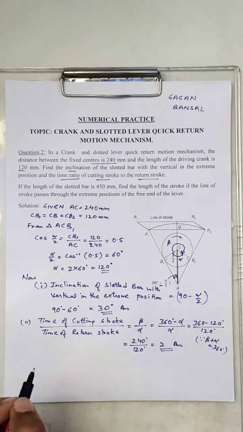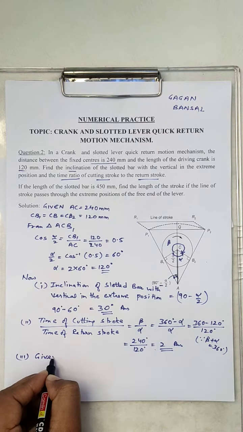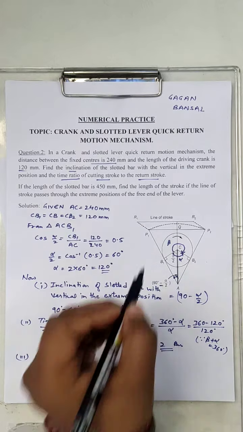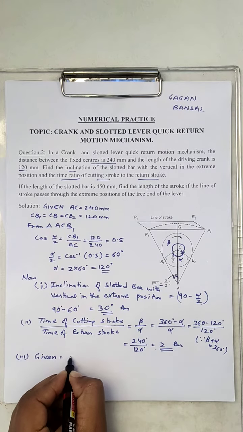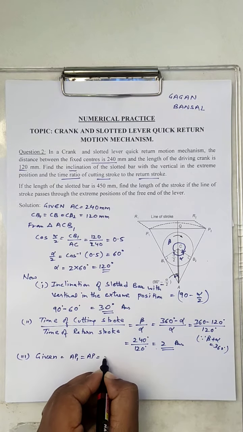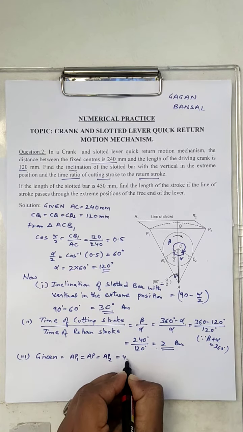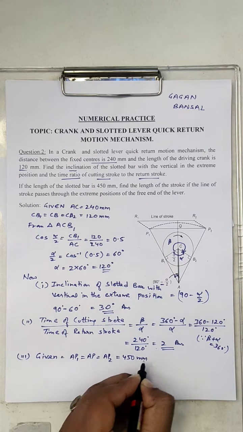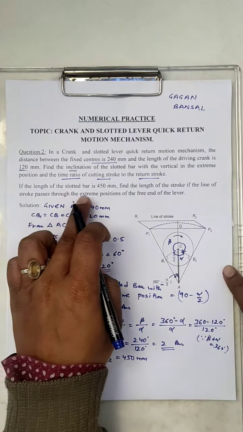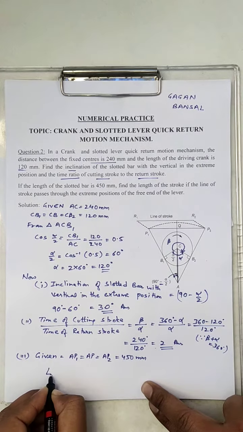Also now for the third part it is given that the length of the slotted bar is 450 mm, that is AP1, which is equal to AP, which is equal to AP2, is given to us, that is 450 mm. Find the length of stroke if the line of stroke passes through the extreme positions of the free end of the lever. That is, they are asking for the length of stroke.